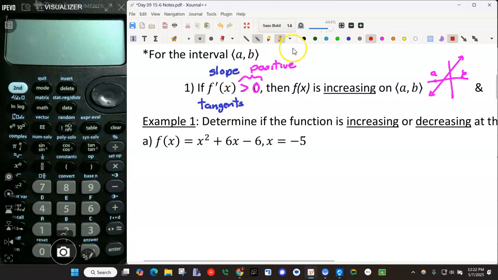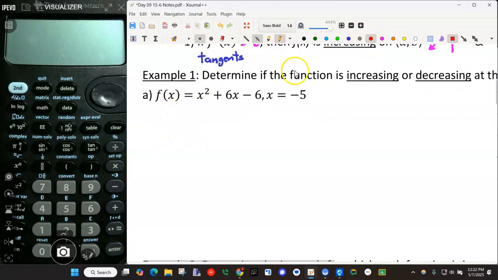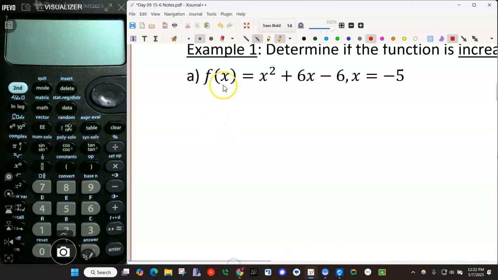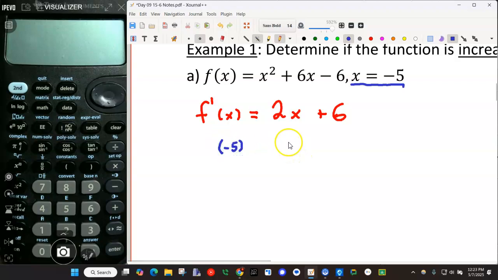Okay, so start off with this. Just do f prime of x equals, do the power rule. So we have 2x plus 6. And then use the value that they give us to evaluate at. x equals negative 5.